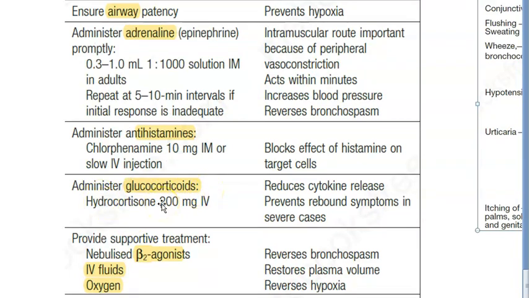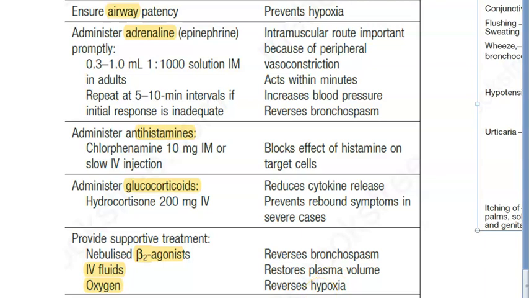It will reduce the body's overreaction. So it will reduce cytokine release. So that is what steroids are doing. But you should be very sure this person doesn't have any infection or anything. Okay. Now let us go down here.